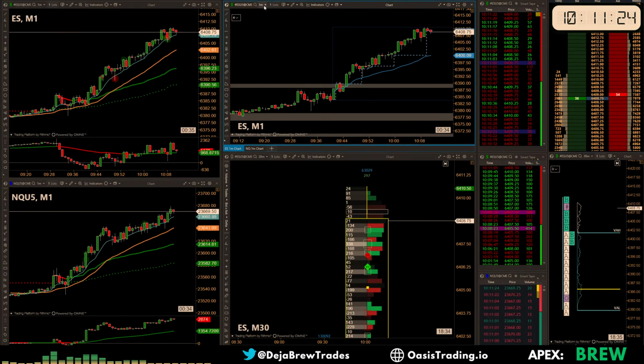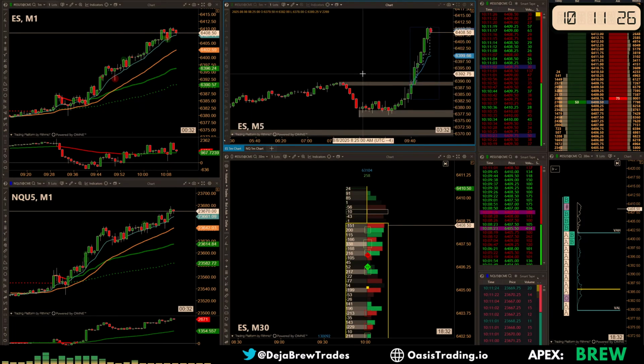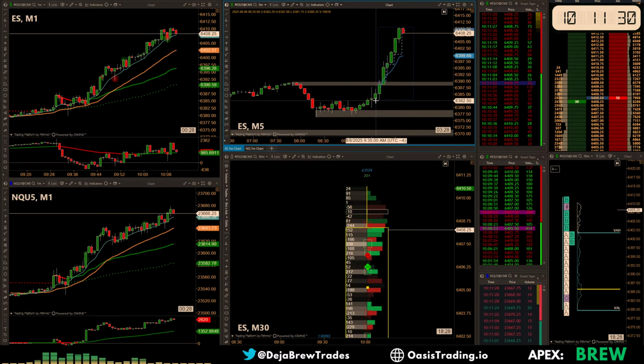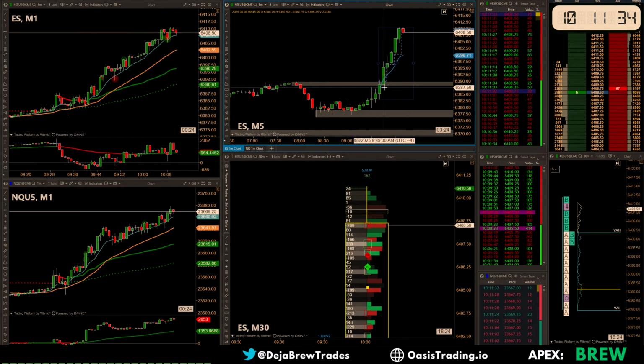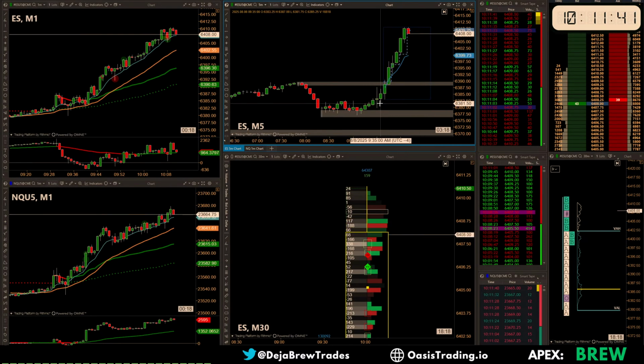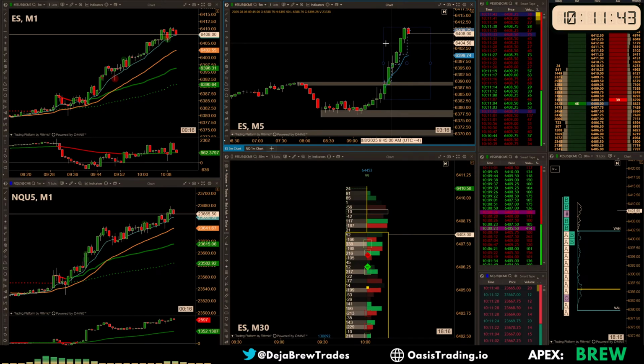Keep an eye on those 5-minute lows because we are one time framing on the 5-minute. I don't think we've lost a 5-minute low the entire day, actually. No, we have not. That's kind of insane. We have not lost a 5-minute low since the open.